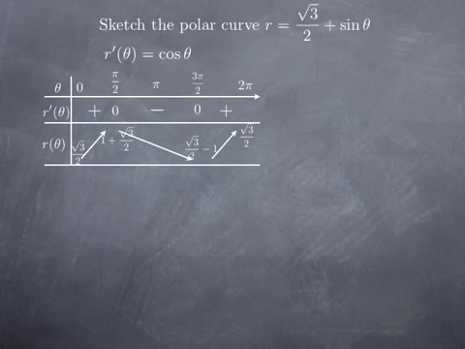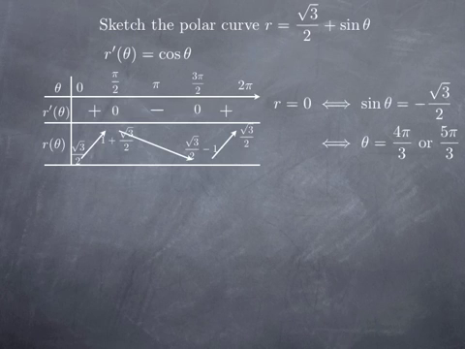I have included here the value at these particular points. When you plug, for instance, theta equals 0 in the function, the sine is 0, so you get r is root 3 over 2. At pi over 2, which is a local maximum for the distance to the pole, the sine is 1, so we get 1 plus root 3 over 2. At 3 pi over 2, the sine is negative 1, so we get root 3 over 2 minus 1, which interestingly is negative. And at 2 pi, we get again root 3 over 2.